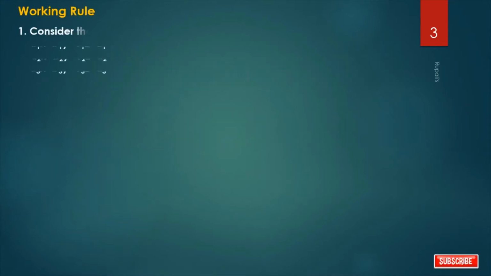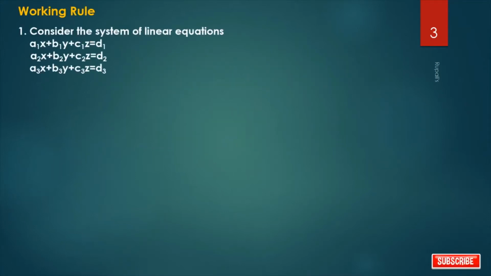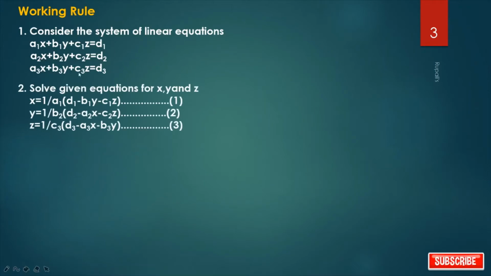Working rule. Consider the system of linear equations: a1x plus b1y plus c1z equals d1, a2x plus b2y plus c2z equals d2, and a3x plus b3y plus c3z equals d3. Now solve the equations for x, y and z. From the first equation calculate the value of x, from the second equation calculate the value of y, and from the third equation calculate the value of z.